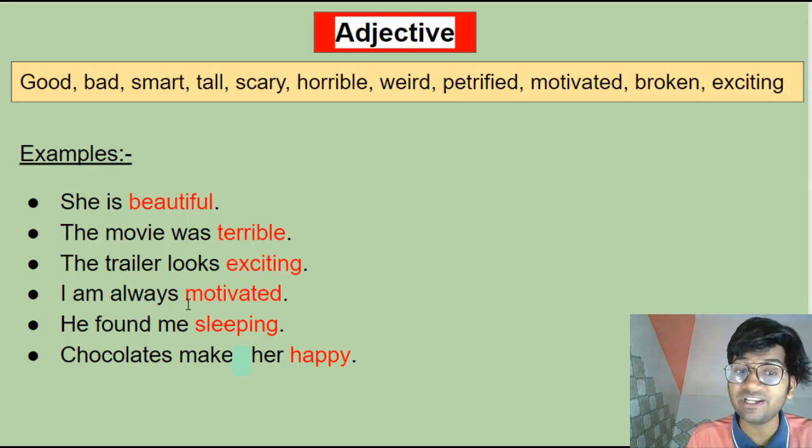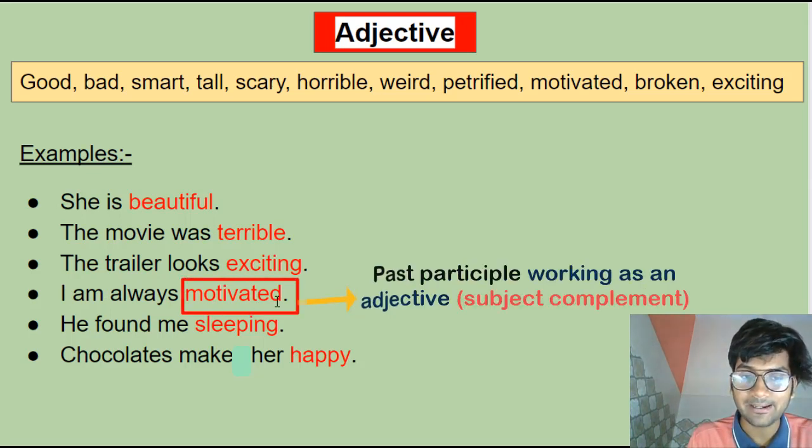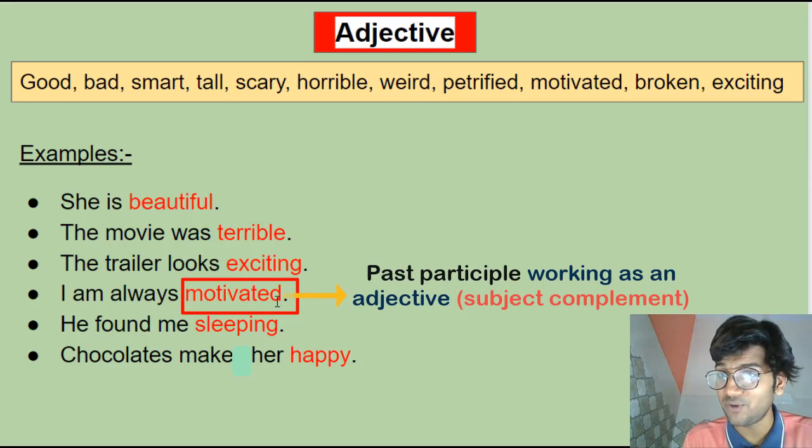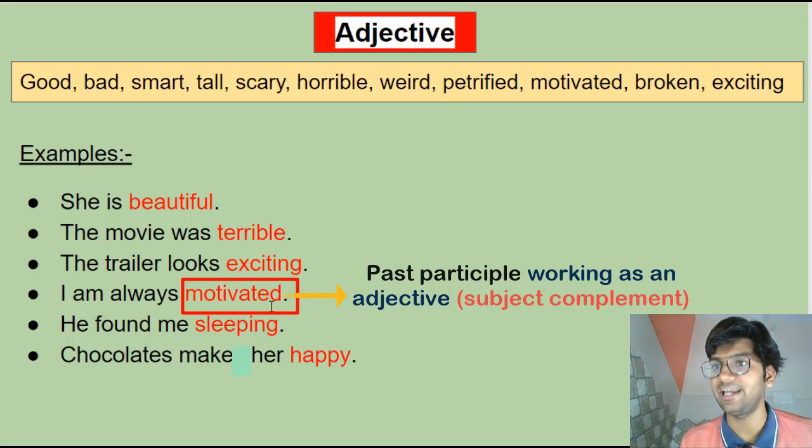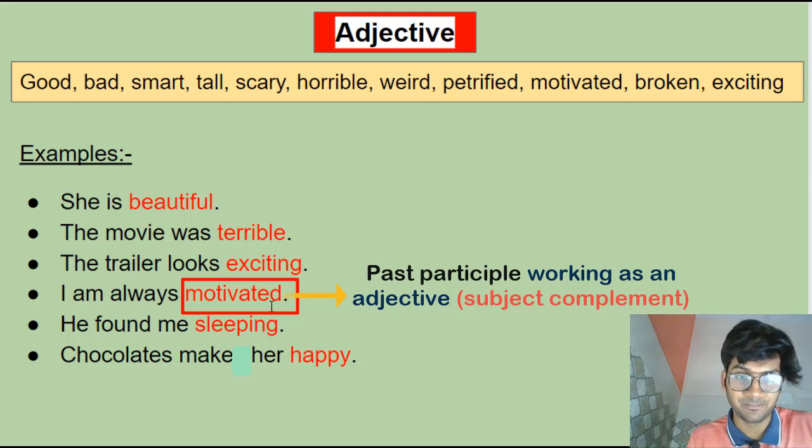Fourth example, I am always motivated. Motivated here is a past participle, third form of the verb, that's working as an adjective, giving information about the subject, the pronoun I. How am I? Motivated, right? Talking about my state of being, motivated.